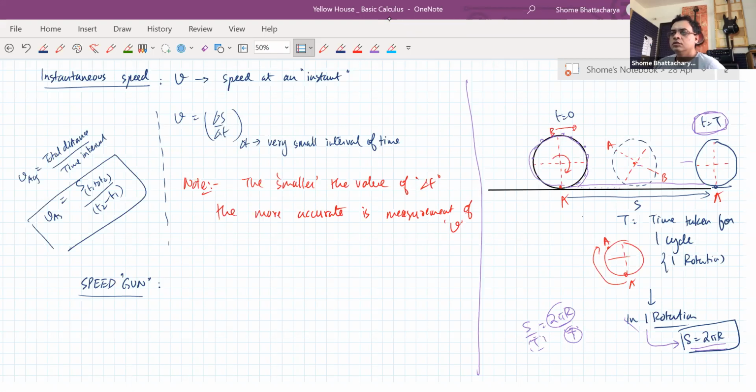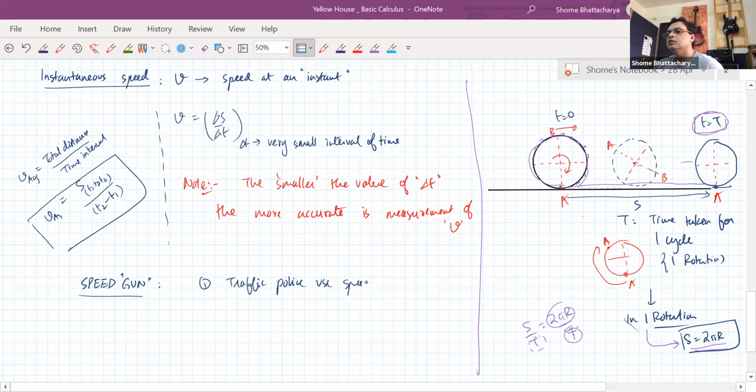So it is used by the police to measure the speed of a car. Yes, correct. It is used by traffic police. Example, traffic police use speed guns to monitor vehicular speeds and fine people and all that. Anywhere else you have heard the term speed gun being used?